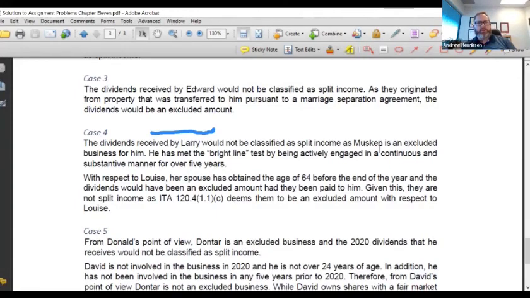So I'll read this to be clear. With respect to Louise, her spouse has obtained the age of 64 before the end of the year, and the dividends would have been an excluded amount had they been paid to him. Given this, they are not split income. So he could have taken those dividends himself, and they would have been fine. And he's 65. So in other words, he could have split that to her anyways. I guess you could look at it like that, meaning that because of his age, the theory being, they're fine with that kind of splitting at that age.